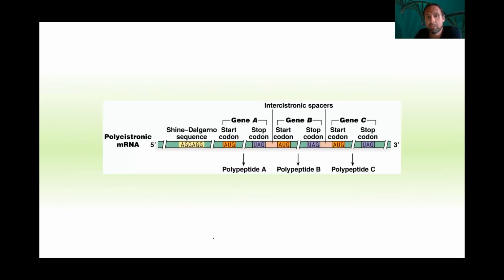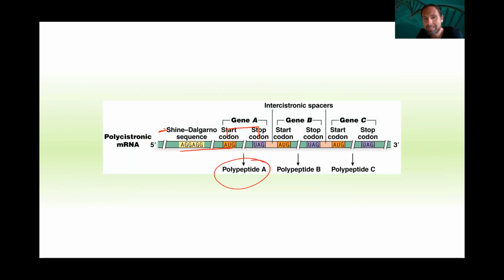This is a polycistronic mRNA. So in this case, the Shine-Dalgarno is the bacterial equivalent of the Kozak sequence. So this is my Kozak sequence start codon. So this is one mRNA. This is my 5' end, this is my 3' end. I have a start codon here and a stop codon here. So that makes one protein.